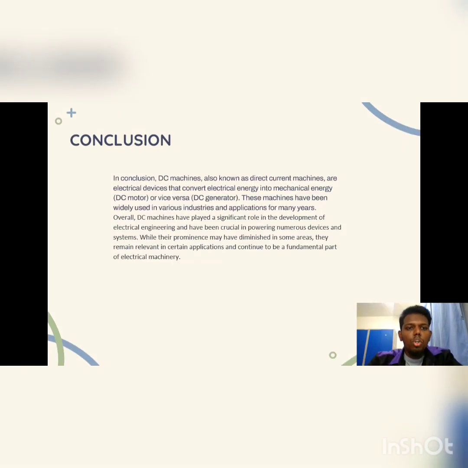And now I'm going to give the conclusion about DC motors, shunt DC motors and compound DC motors. In conclusion, DC machines, also known as direct current machines, are electrical devices that convert electrical energy into mechanical energy. These machines have been widely used in various industries and applications for many years.